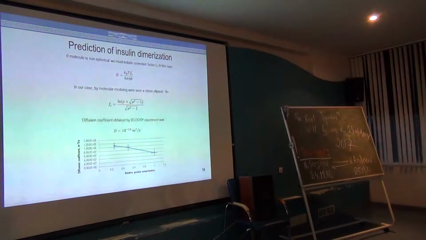If the diffusion coefficient doesn't depend on concentration, it must indicate a monomeric form in solution. But if the diffusion coefficient depends on the protein concentration, we can say it indicates oligomerization. So it's clearly seen that the diffusion coefficient is not constant, and we can predict oligomerization of bovine insulin.